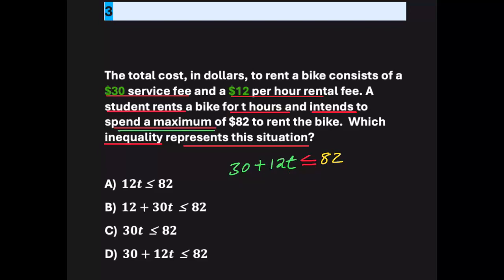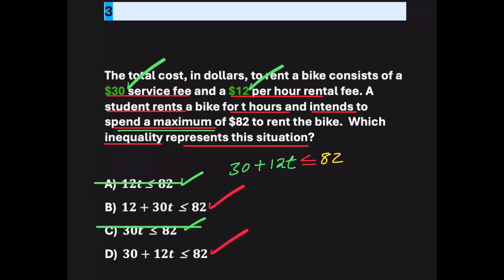Let's go through the multiple choices. And remember, you're going to keep in mind the process of elimination. You're going to eliminate 2 out of the 4 multiple choices. Choice A does not have the service fee, so we're going to eliminate that one. Choice C does not have the rental fee. Get out of here. We have B and D to choose from.